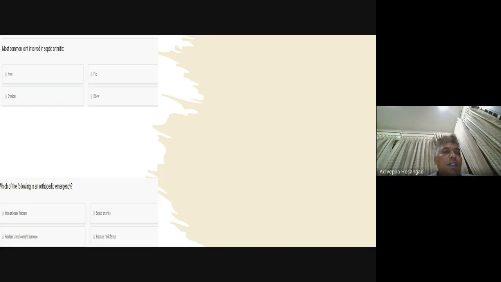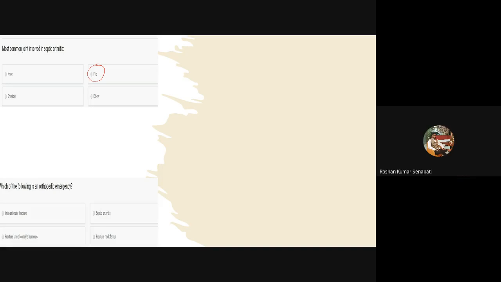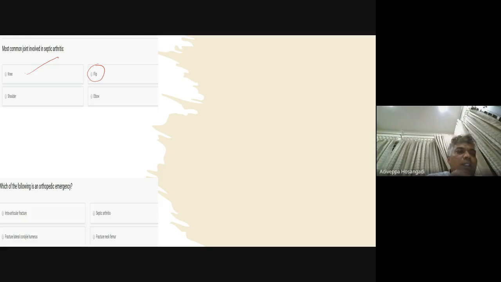Most common joint involved in septic arthritis. There is a typographical error here. Most common joint involved is hip, sir. No, knee joint.